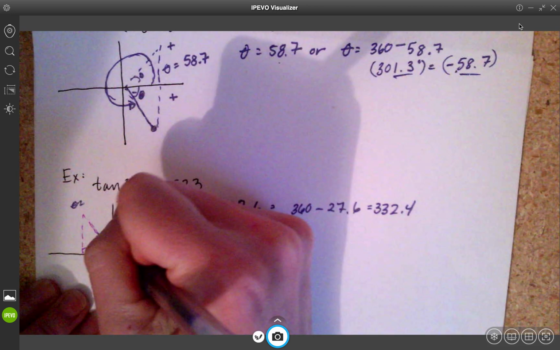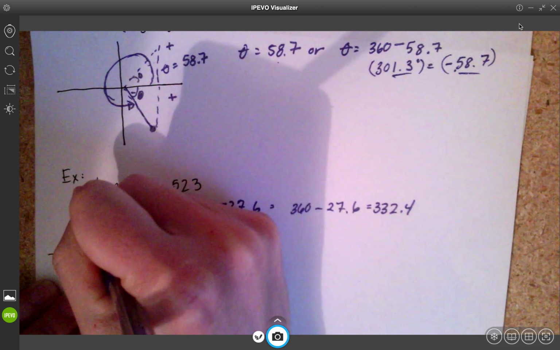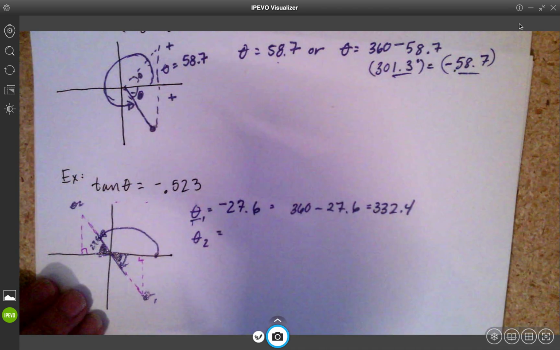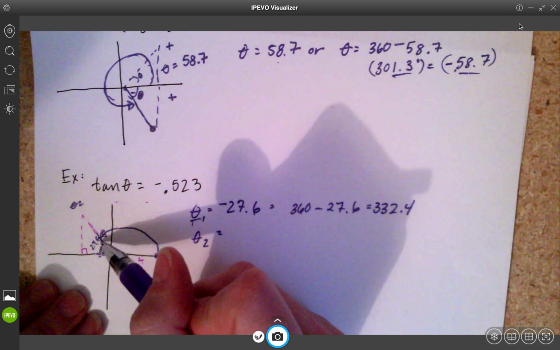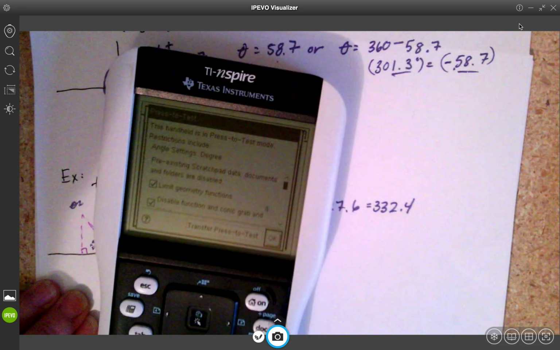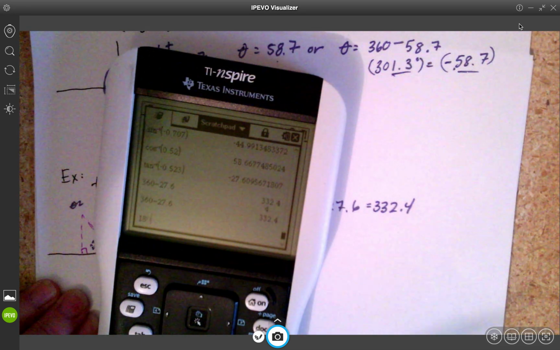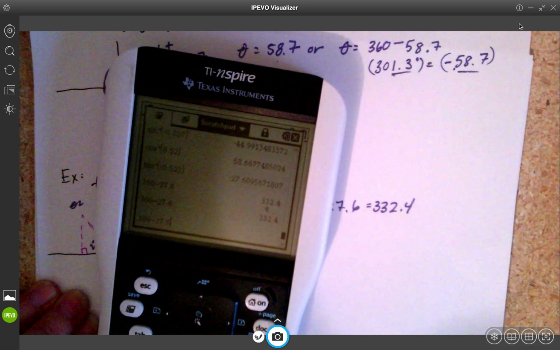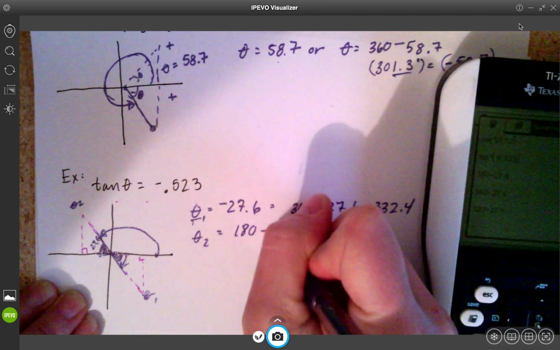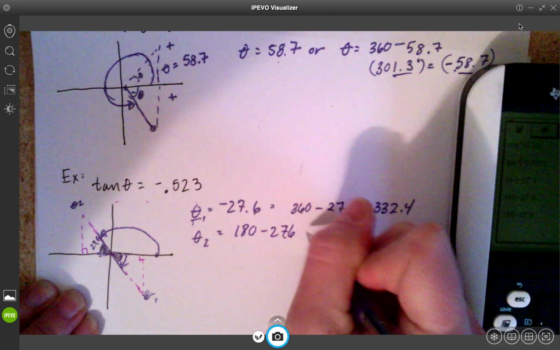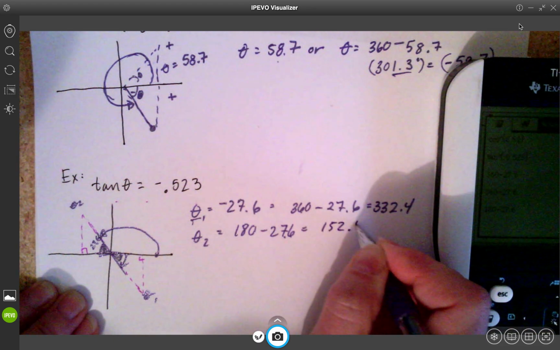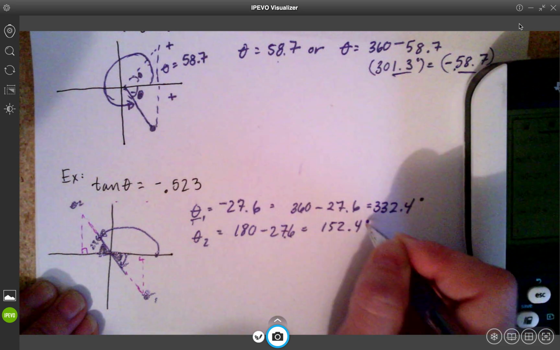Theta is defined as from here to here, right? What is that? So theta is going to be 27.6 degrees short of 180. So we'll go 180 minus 27.6 gives us 152.4. 180 minus 27.6 equals 152.4 degrees. And all of these have been done in degrees here.